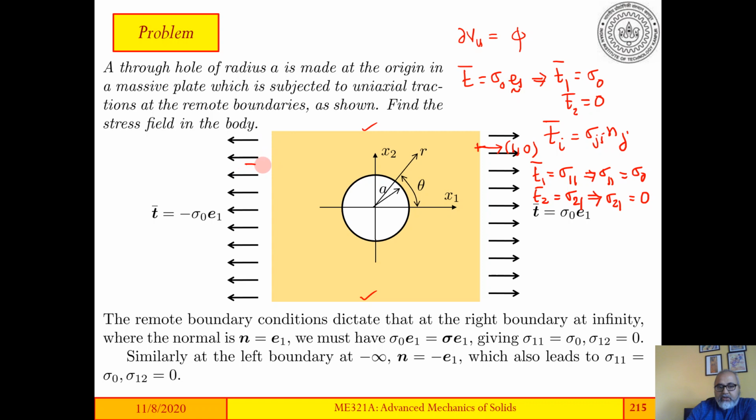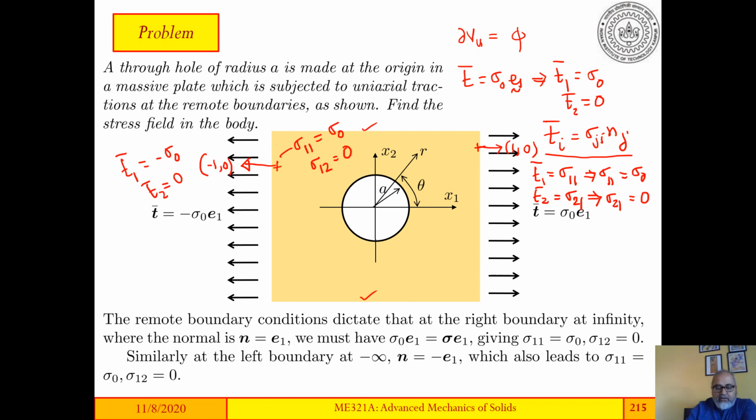If you do it on this boundary, the normal is (-1, 0), but t1 bar is minus sigma naught, t2 bar is 0, and if you do the same exercise, using this expression for a point here, you will see that the boundary conditions here are the same as on the right edge, which is sigma 11 equal to sigma naught, sigma 12 is equal to 0.